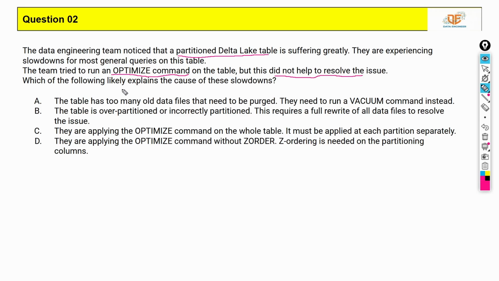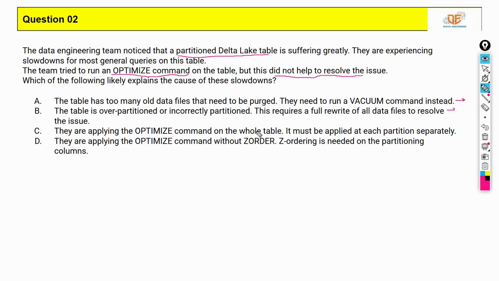Let's see all four options one by one. The table has too many old data files that need to be purged; they need to run a vacuum command instead. This can be true, so we'll just keep this option. The table is over-partitioned and incorrectly partitioned; this requires a full rewrite of data files to resolve the issue. This can also be possible. For partitioning, we should use a low cardinality column. If we are using a high cardinality column, then it can be an issue. So this can be true.